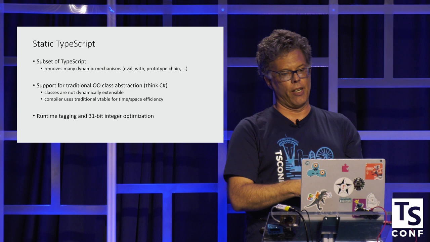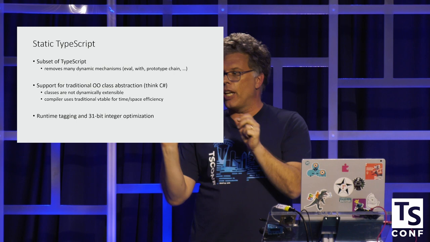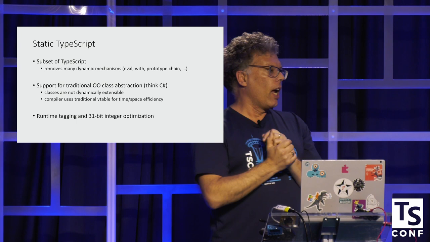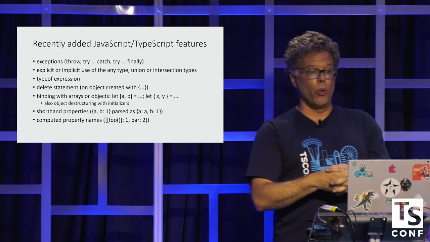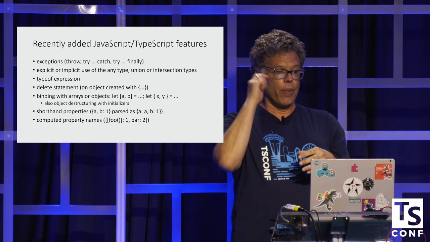We do quite a bit to optimize. We do traditional 31-bit integer optimization, so since pointers are word-aligned, we use the lower two bits to play around and get more efficiency with integers and runtime type tags, and as a result, we get decent enough performance. We also are extending over time to add more JavaScript and TypeScript features, so we just added exceptions. There's use of the any type.